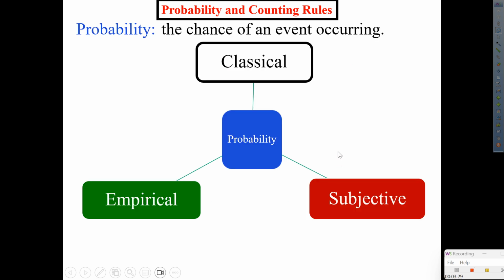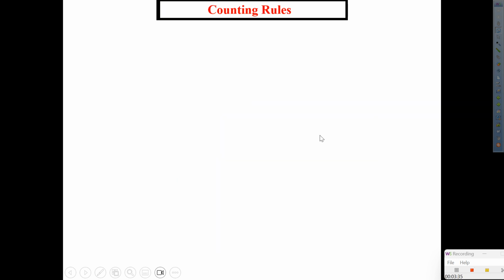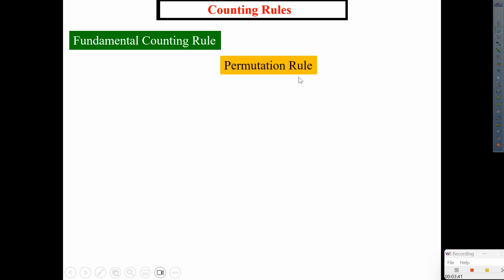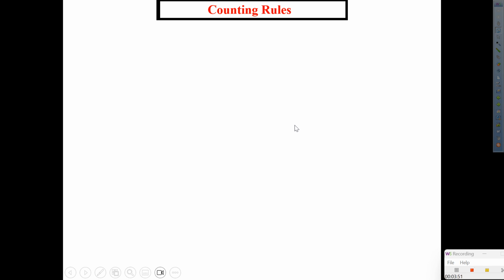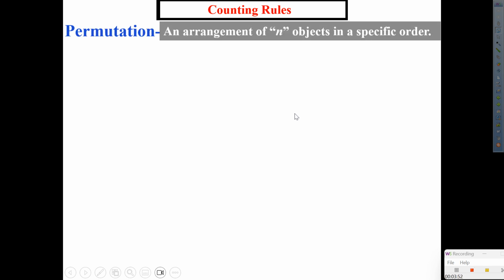Permutation. So, where have we been? Probability, we know what it is. We talked about classical, empirical, subjective. So we now go from fundamental counting rule to permutation rule. And which is the last rule that we're going to be left with? It's the combination rule. So right now we're in the second tier of our counting rules. So permutation, what does that mean? An arrangement of n objects in a specific order. Don't copy that, but pay attention.